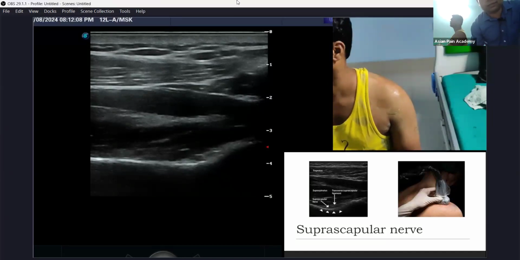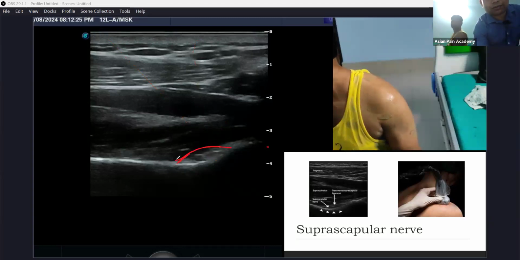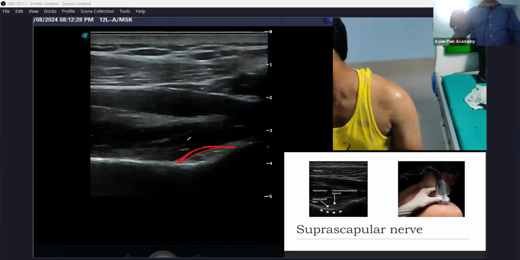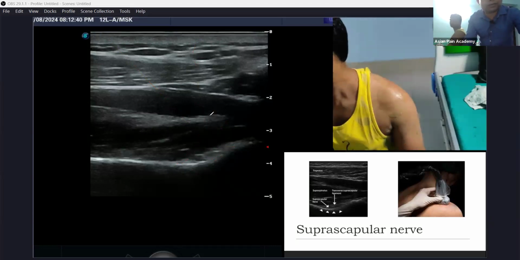At this point we will inject. We can come from an in-line approach or an out-of-plane approach. Both are okay. Here there is one transverse scapular ligament. If the patient is thinner, only then can you see it, and injection should be done below and above the transverse scapular ligament, because this nerve is sometimes below and sometimes above it.